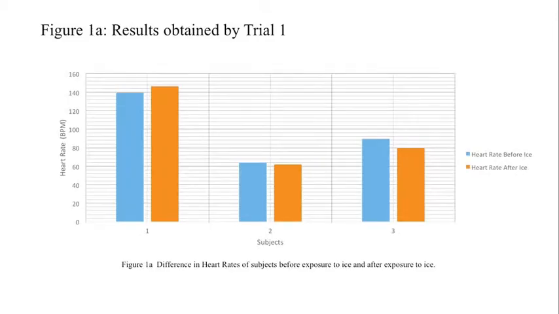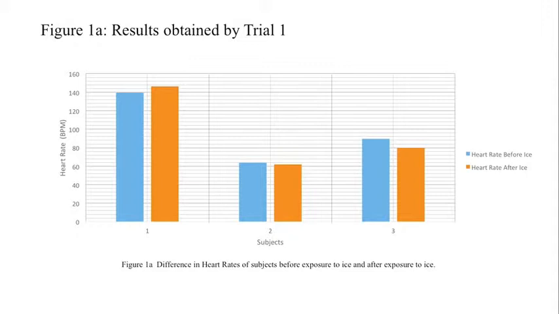Next, I will go over our results. Shown here is Figure 1A. Figure 1B, which is coming up next, both represent the results obtained by Trial 1. Here in Figure 1A, the blue bars represent the heart rate before exposure to ice, and the orange bars represent the heart rate measured after ice.